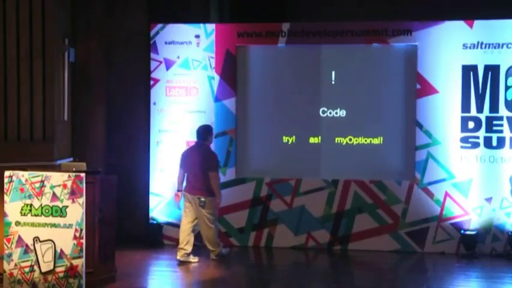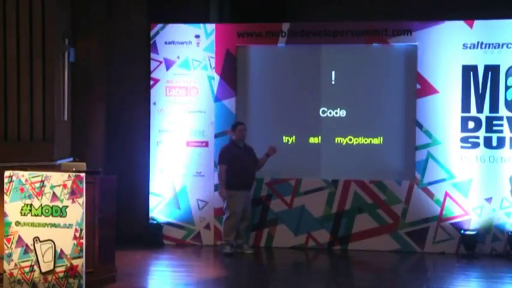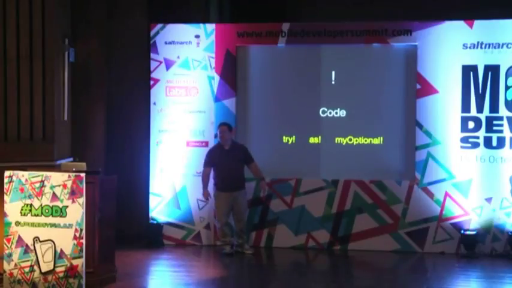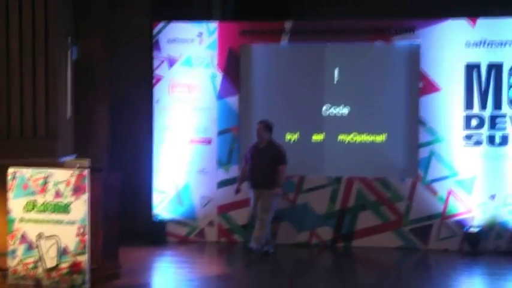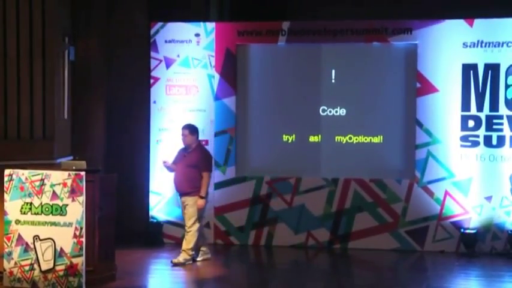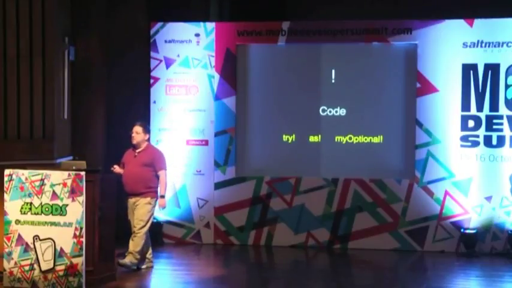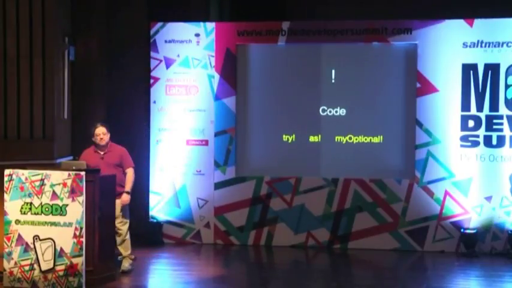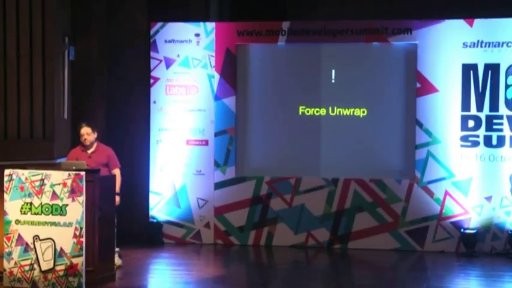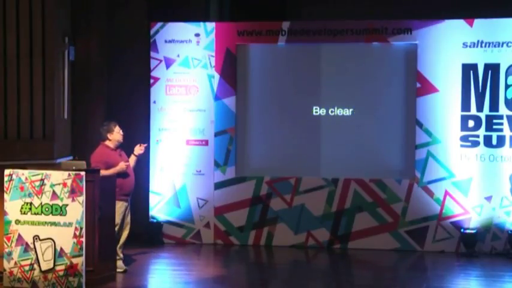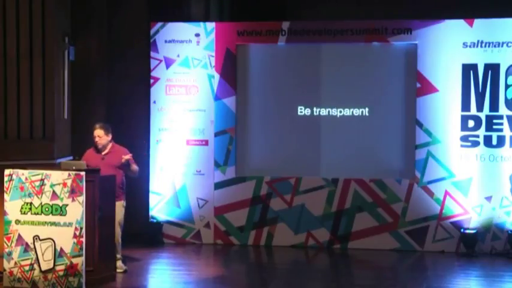Try says, I've got a function that could throw something. It's not going to throw something. Let's just assume it's going to work. As, I'm going to cast to something. It'll just work. I'm okay. I've got an optional that I'm going to unwrap. Anytime I see an exclamation point in someone's Swift code, they're assuming a happy ending and they're not guaranteeing it. It's a force unwrap. We don't need to do this if we're clear, if we're transparent.